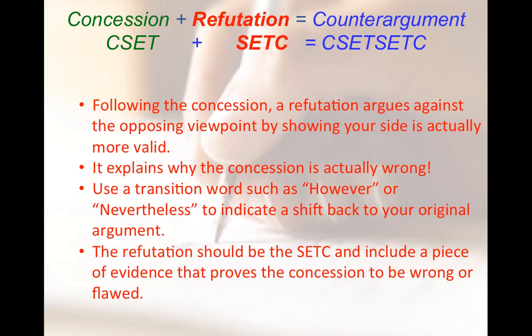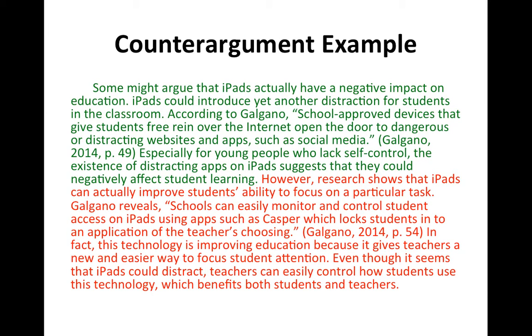The refutation should be a set C and include a piece of evidence that proves the evidence in the concession to be wrong or flawed. Altogether, you have your counterargument paragraph. Here's a good example of a counterargument paragraph.